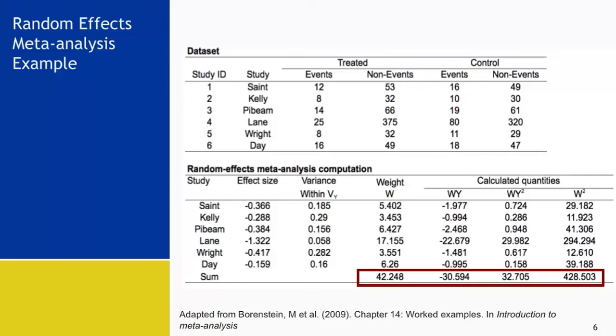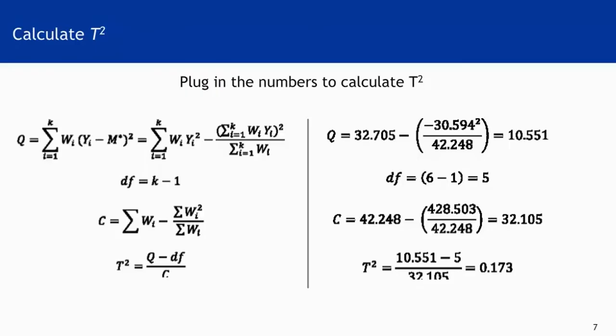With all those numbers, we're going to plug them into the formula to get our estimate of the tau square. On the left-hand side of this slide are the equations I showed previously to get your tau square. Tau square equals Q minus degrees of freedom divided by C, and there are a bunch of equations to get to that point. But the point is, from the previous slide with the numbers, we can plug those numbers into these equations and get the tau square.